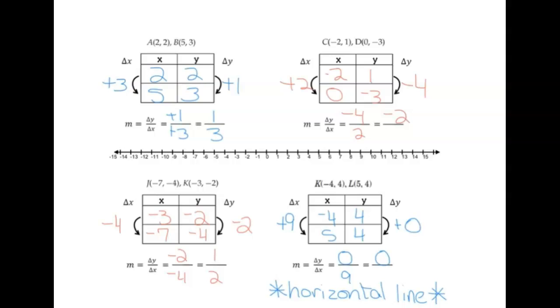The second one is one of our special cases. I hope you recognized it. We got 0 divided by something. Remember, 0 divided by anything is 0. So if we were to graph this, this would be a horizontal line.